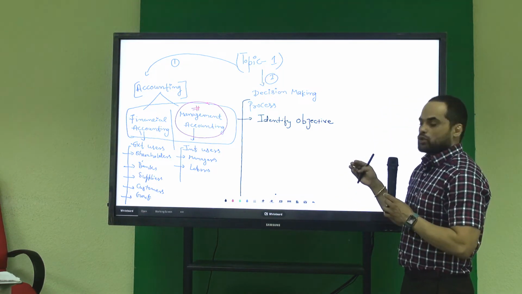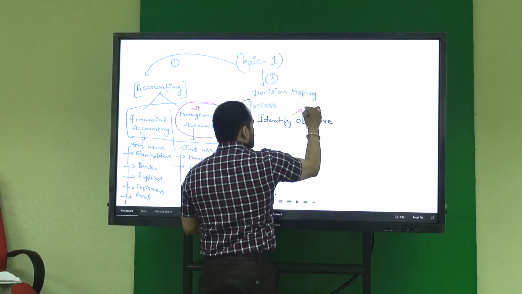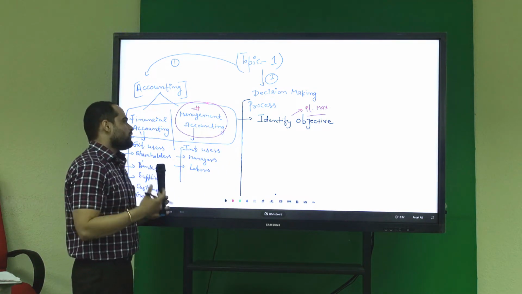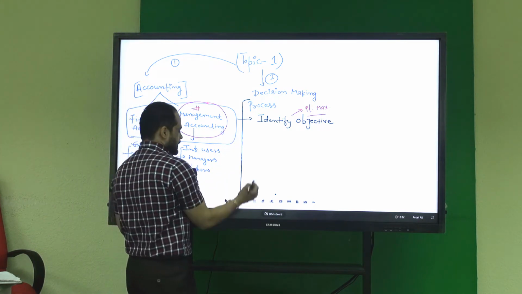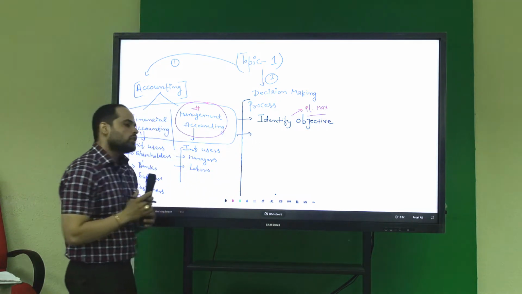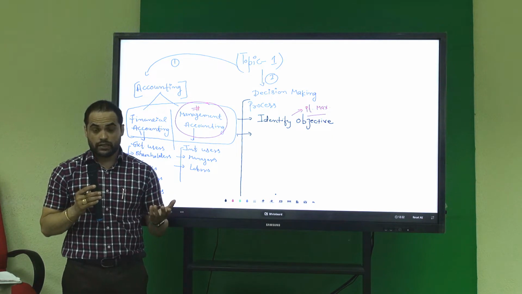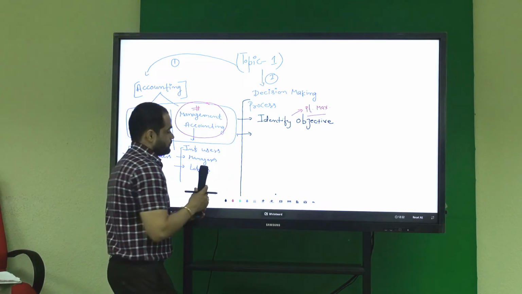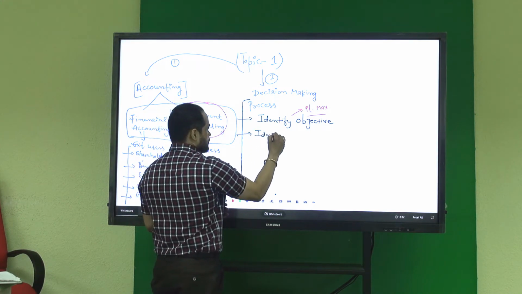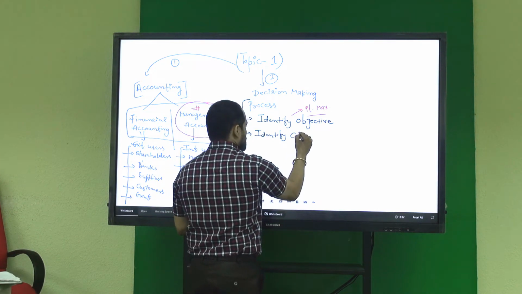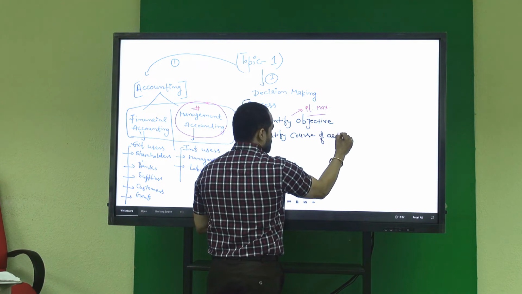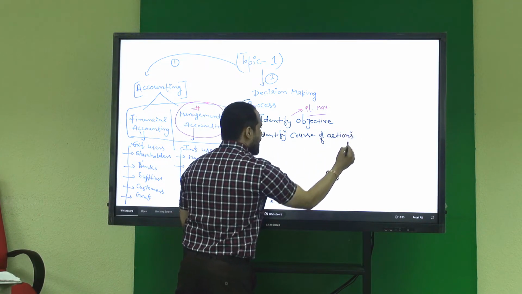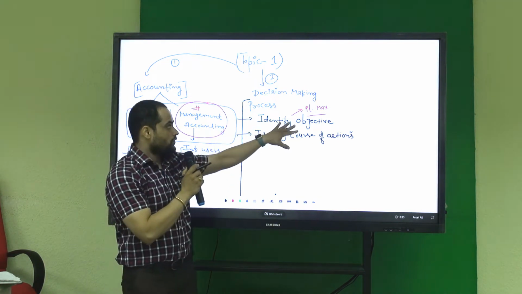So once we identify the objective, so let's say, let me write here: profit maximization. Right, so that's the objective of the company, right? So once we identify the objective, then the company makes efforts to identify the course of actions. In simple words, what options we have available to achieve our objective. So identify the course of action. In simple words, the options that we have available to achieve the objective, which is profit maximization.